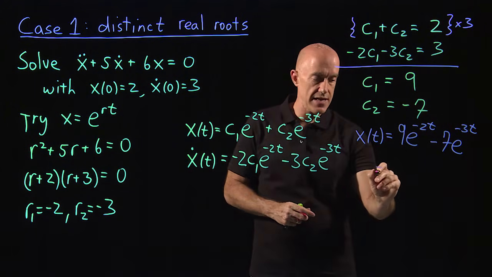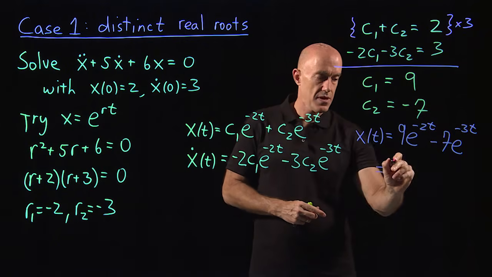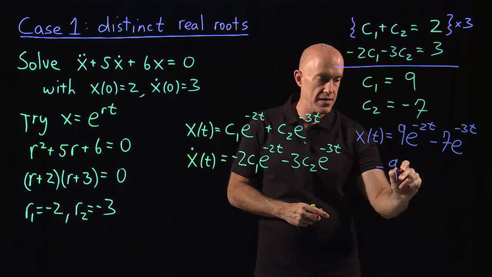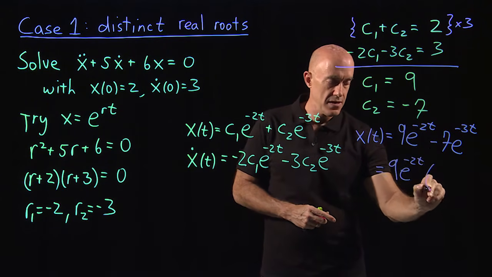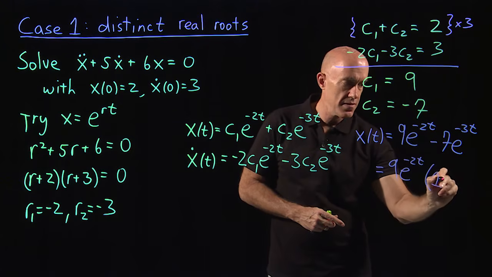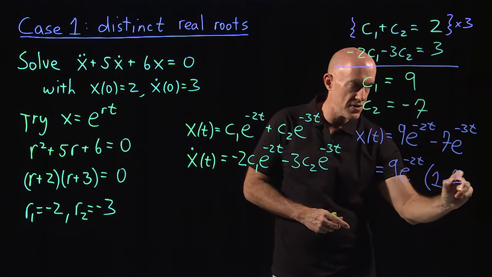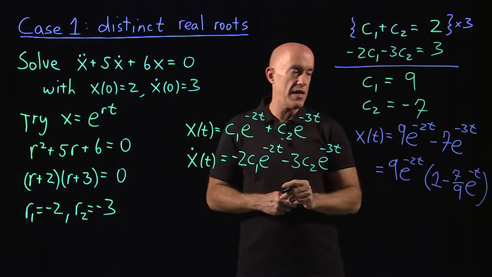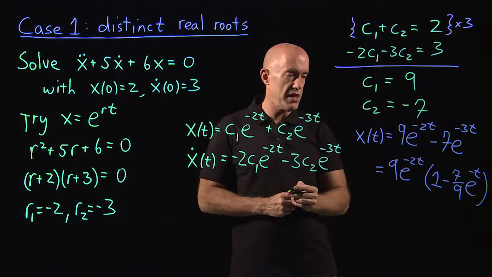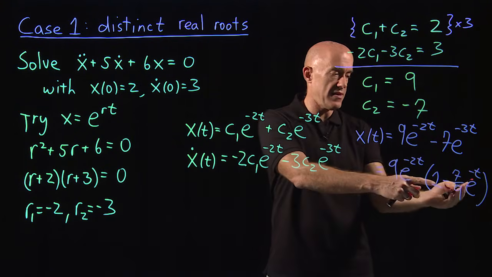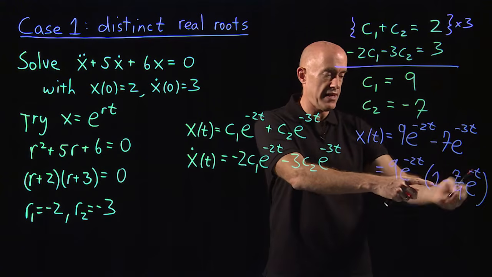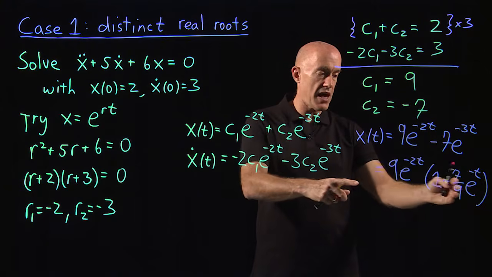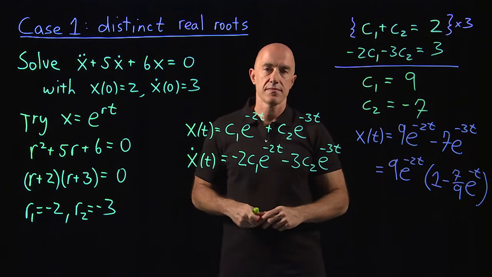If we wanted to write that in a nice form, we would factor out the slower decaying solution. So we would have 9 e to the minus 2t, and then we would have a 1 minus 7 over 9 times e to the minus t. That's how a mathematician would write such a solution. So you can see that the 7/9 e to the minus t decays first compared to the 1, and then the whole thing decays like 9 times e to the minus 2t.